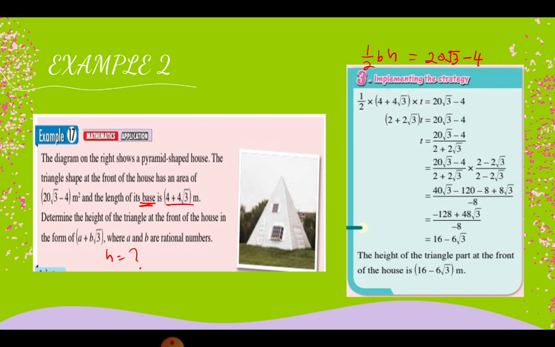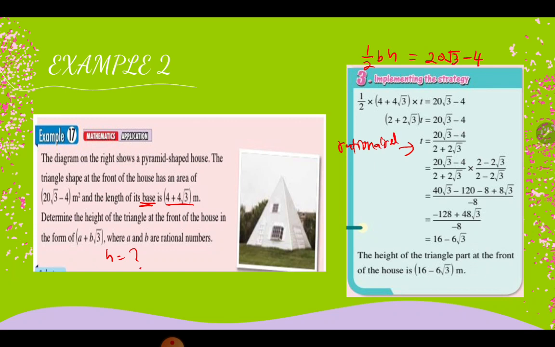Half times 4 plus 4√3 times T is equal to the area, which is 20√3 minus 4. So when we solve the equation, we can see that T is equal to 20√3 minus 4 over 2 plus 2√3. Remember that we cannot give our answer in which the denominator involves a surd. So what are we going to do? We need to rationalize this one.